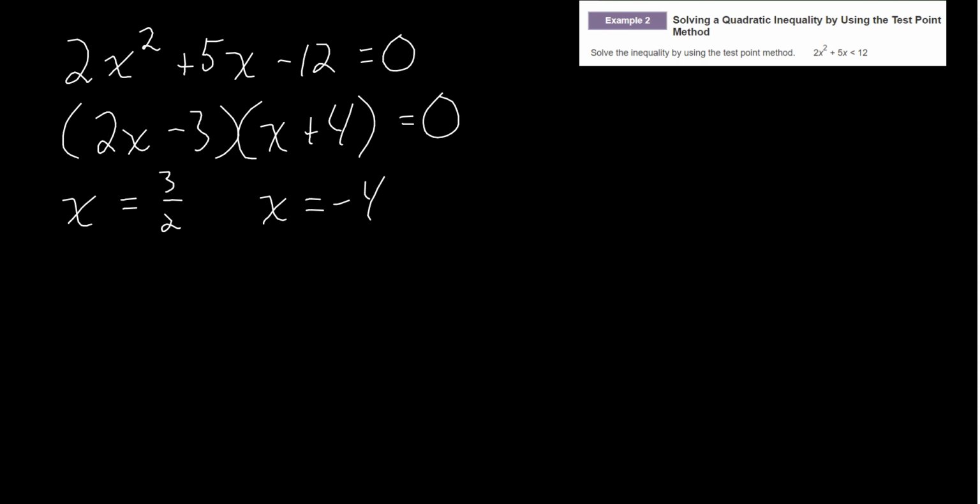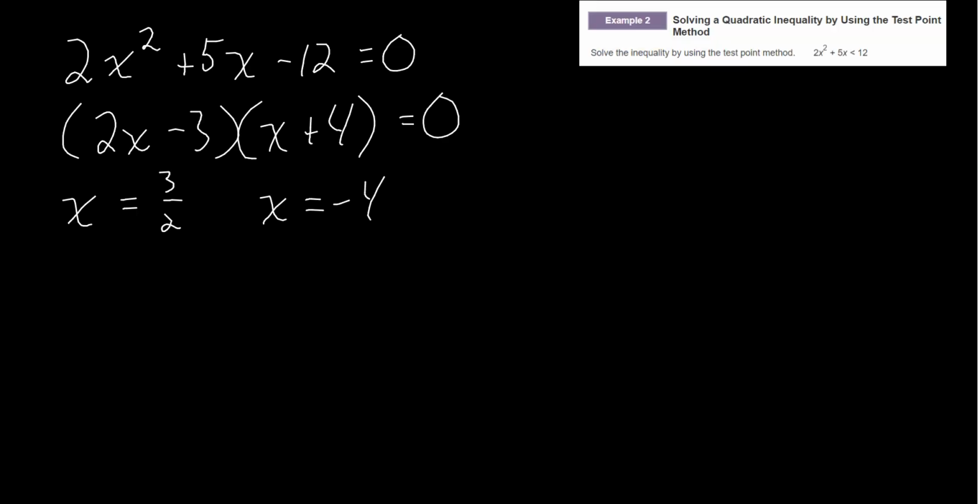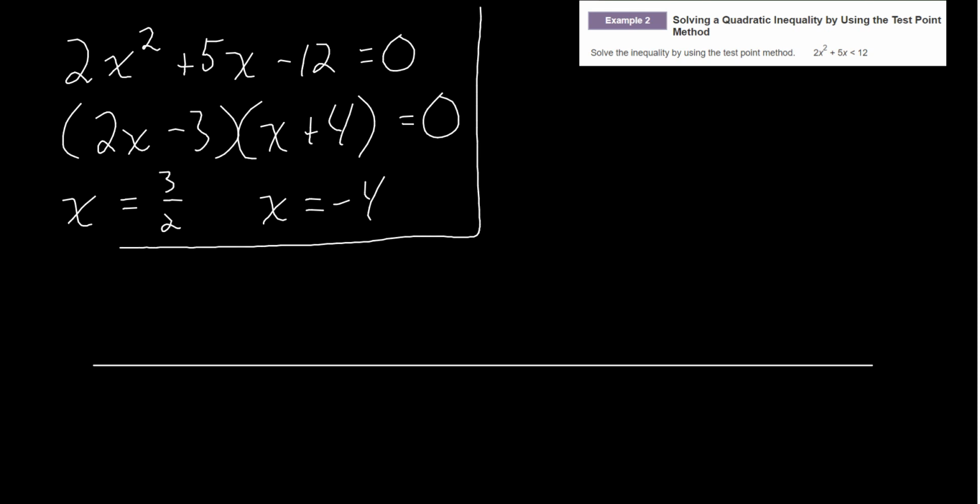Now this is where solving equations differs from inequalities. What we're going to have to do here is make a number line and make boundary points. All these steps are laid out here, but as I've said before, we learn better by doing, so I'm doing. I'm going to make us a number line real quick, and let's mark that off so we don't confuse anything.